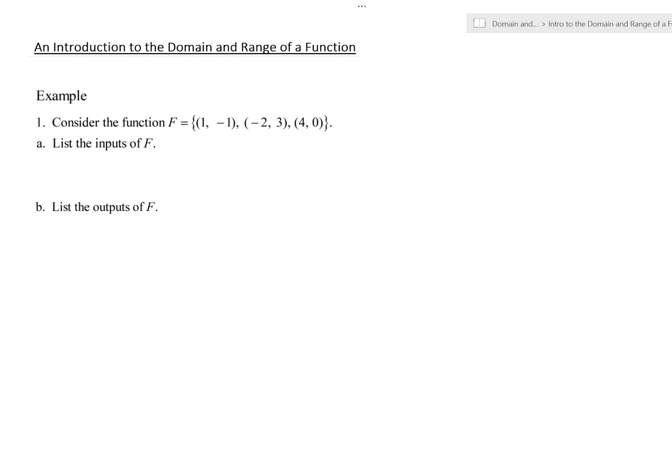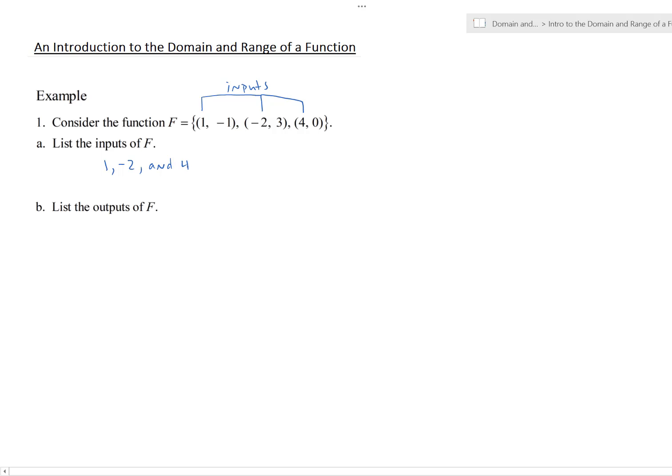So what we're going to do first is what it says. We're just going to list the inputs. So remember, the inputs are always the first coordinates of the ordered pairs in the function. So those are our inputs. What are those inputs? 1, -2, and 4.